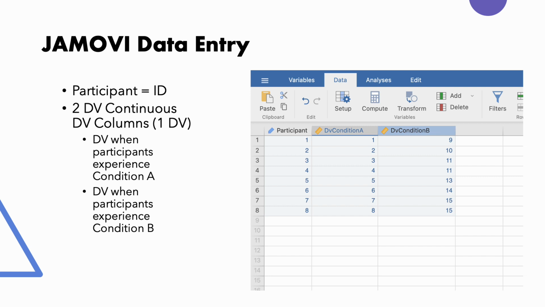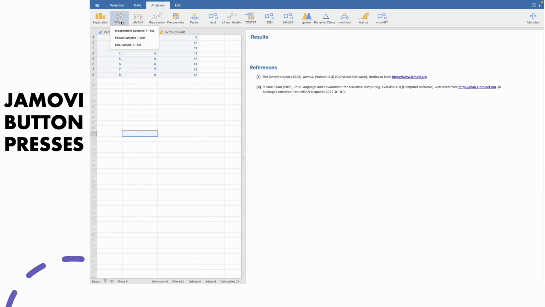Each participant, because they're in both conditions, gives you two measures of the dependent variable. In most data programs, it is customary to have one row be one participant, and that's why I used the participant column. But this is how you enter your data. Enter your data for your problem. I'm going to once again show you the buttons that I press to get the analysis.